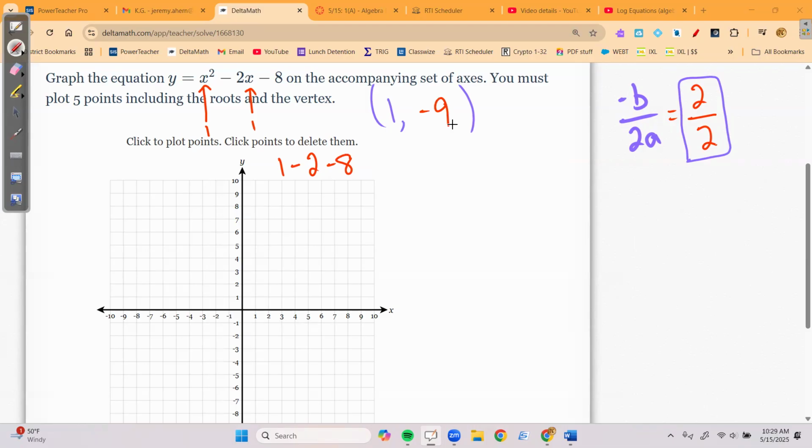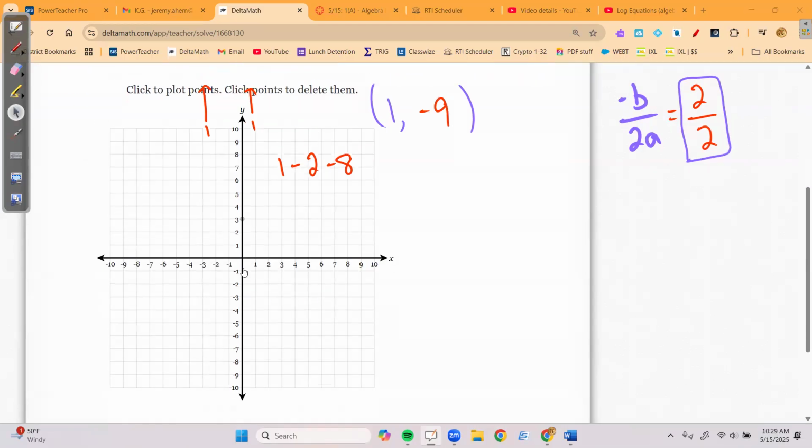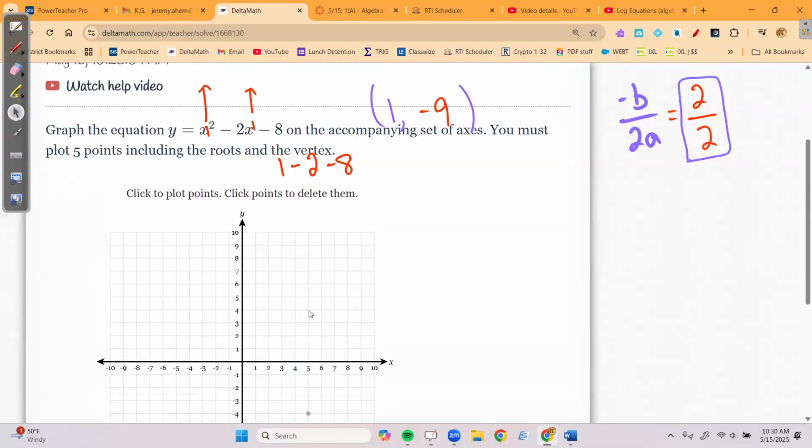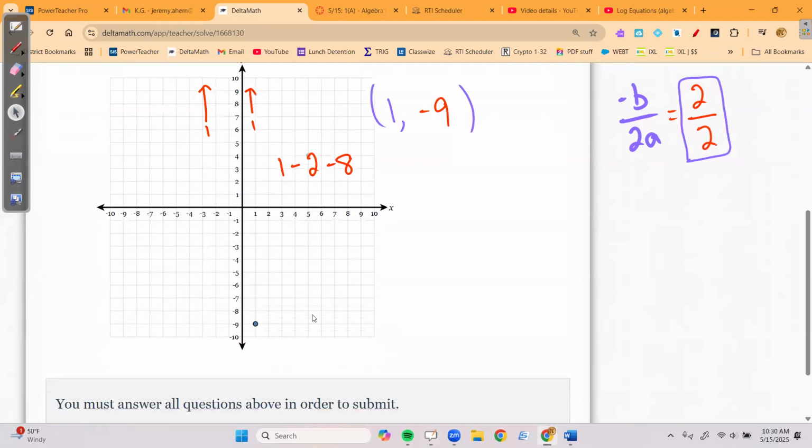And so what Delta is going to have us do now is make the graph. As long as I know my vertex, I am in like Flynn. So I'm going to go to 1, negative 9, and make a dot like this. Now it's going to say you need to have 5 points, including the roots and the vertex. The roots are the places where it crosses the x-axis, but sometimes those will take care of themselves. So here we go.